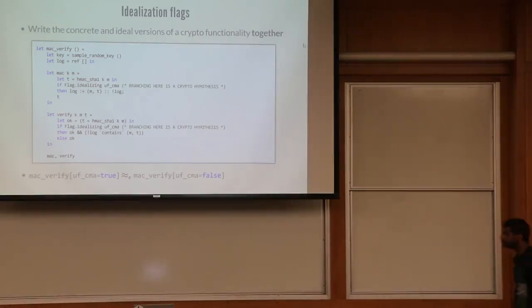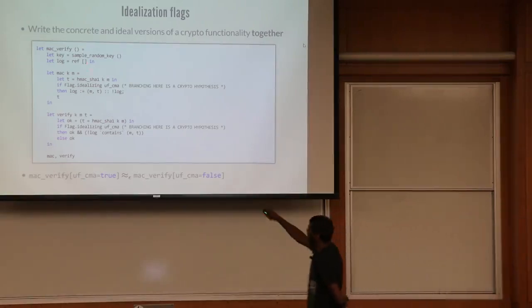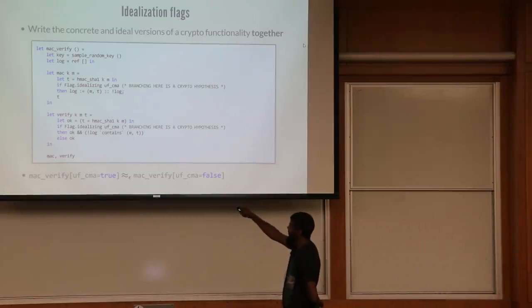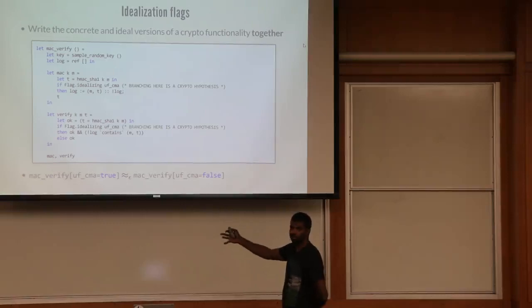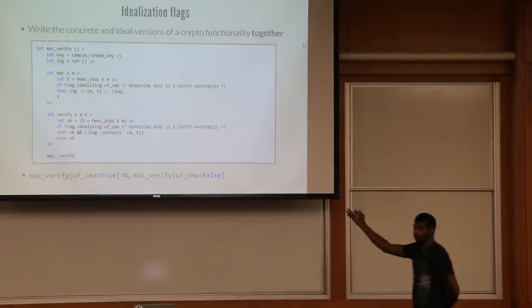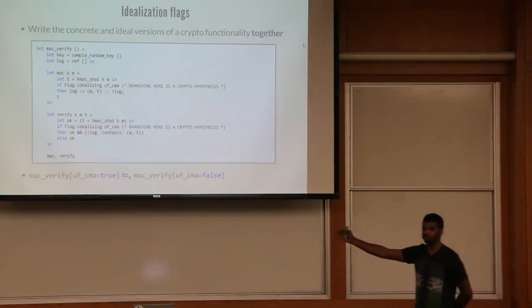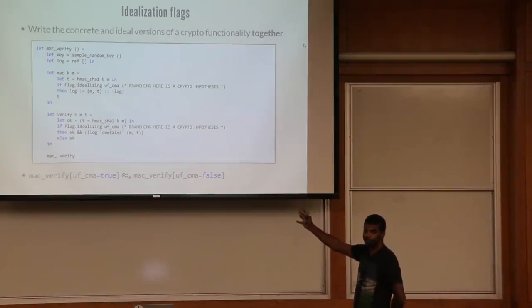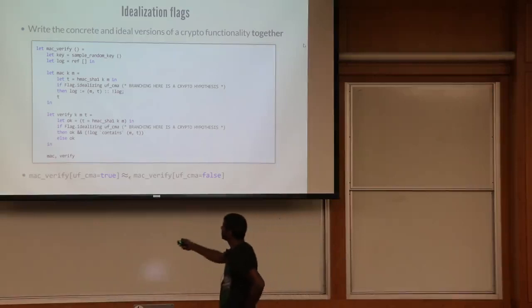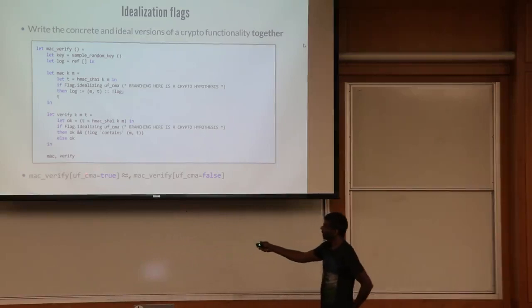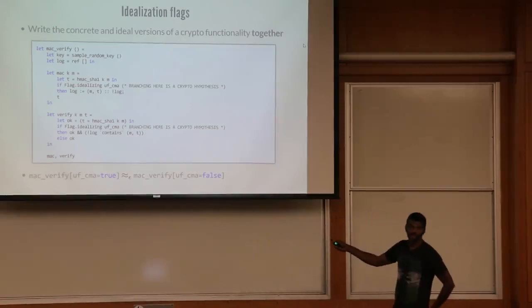In code like this, every use of this branching on an ideal flag corresponds to a cryptographic hypothesis and needs to be audited by a cryptographer for: is this a valid spec in some sense? You always have to have someone stare at your specs. This is part of our spec. And what this spec is really saying is that this function mac verify, if you run it with the UFCMA flag set to true, is epsilon equivalent to mac verify with UFCMA set to false.